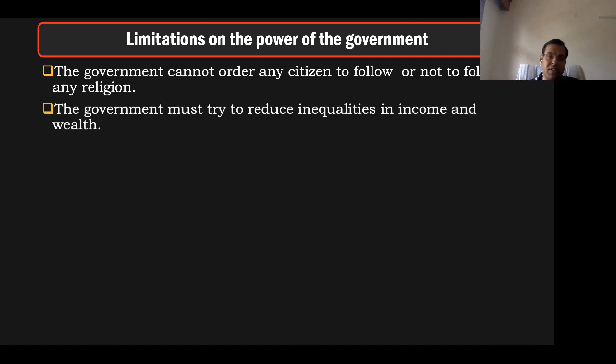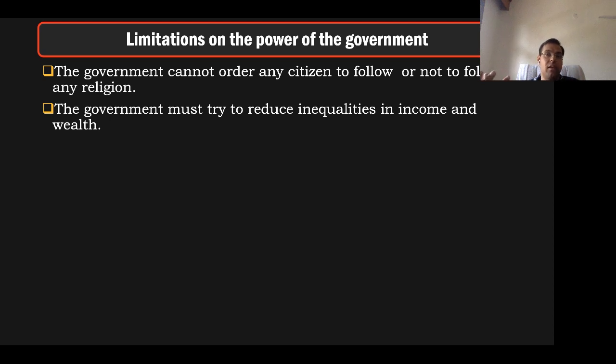The government must try to reduce inequalities in income and wealth. So government must try to do what? Reduce inequalities in income. Whatever the inequalities in income and wealth, yes, there are inequalities, and inequalities would always exist across the world. It's a norm. You can't help it. There would be people who are poor, there would be people who are rich, there would be people who are extremely rich, there would be people who are extremely wealthy.